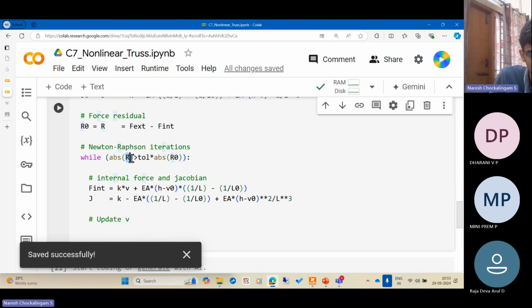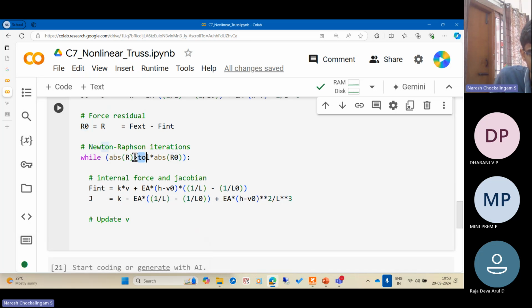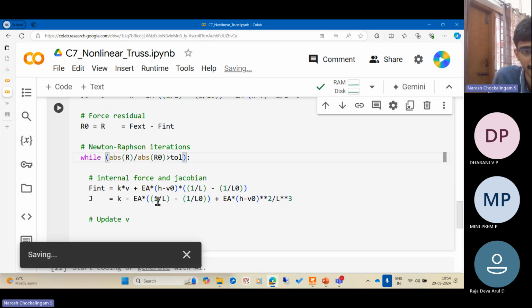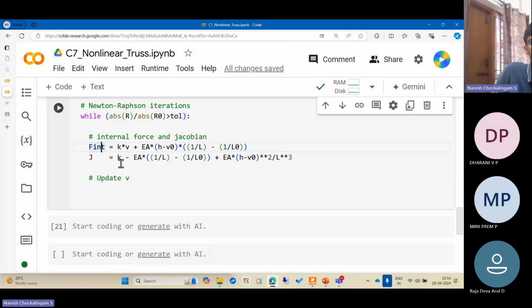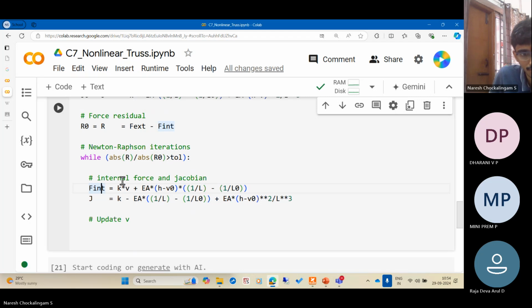So when the relative error in force residual is greater than some tolerance, it's like abs R by abs R0 is greater than some tolerance. It's the same thing, but in this way, you'll be able to see it's a relative error easily. You start with the initial force. Internal force is F internal of V, this thing. So J is this.